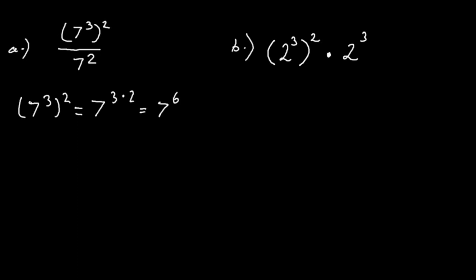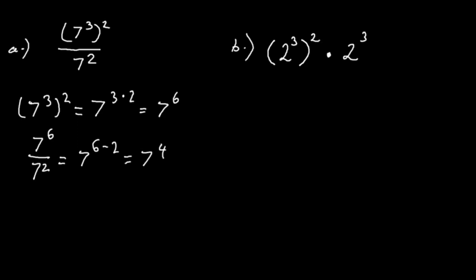And so now we'll substitute that in as the numerator, 7 to the power of 6 over 7 to the power of 2. And then we'll use our second index law. So we have 7 to the power of 6 minus 2 equals 7 to the power of 4.